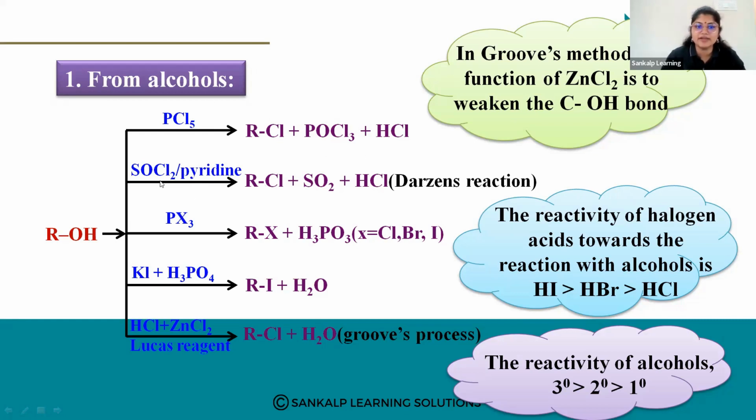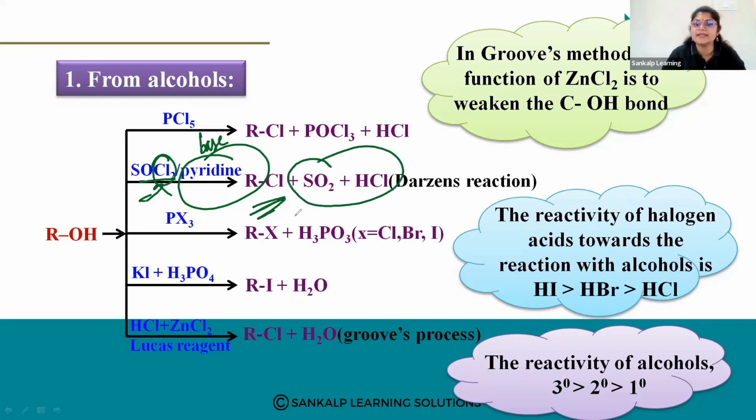Then the next reaction is with thionyl chloride, SOCl2. If you treat alcohols with thionyl chloride in the presence of pyridine, which is a base, you yield alkyl chloride. This is a substitution where your nucleophile is chlorine. You get alkyl chloride plus SO2 gas and HCl gas.